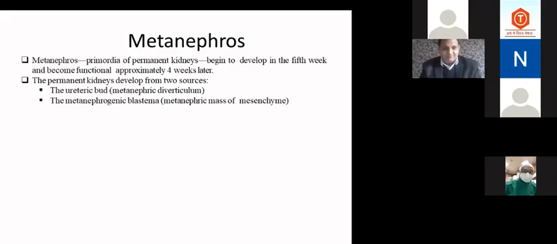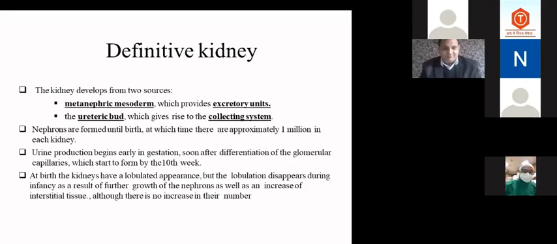As I have already shown in the diagram, from the caudal end of the mesonephric duct, just before joining the cloaca, the mesonephric duct gives rise to the ureteric bud, or metanephric diverticulum. So it participates in the formation of the permanent kidney. And the metanephrogenic blastema, which is penetrated by the ureteric bud, gives rise to the excretory component, the metanephric mass of mesenchyme.